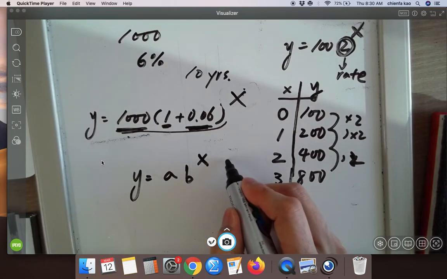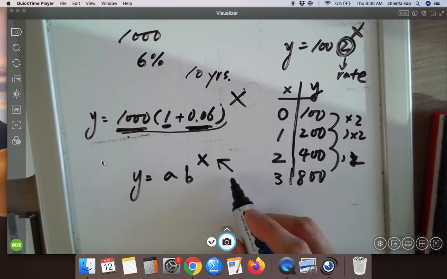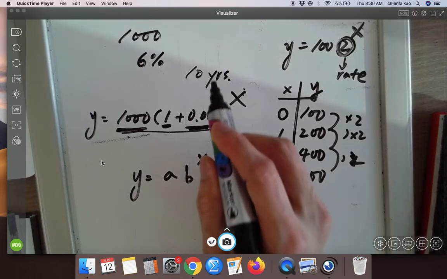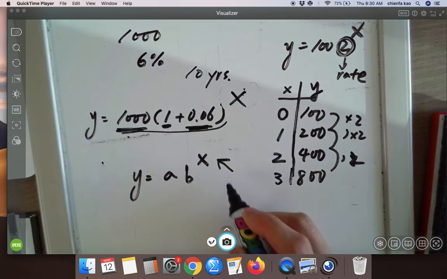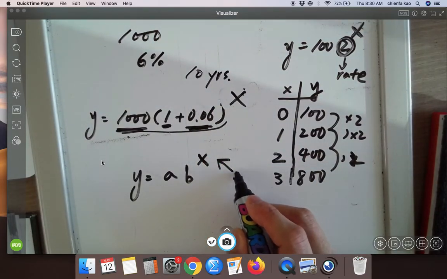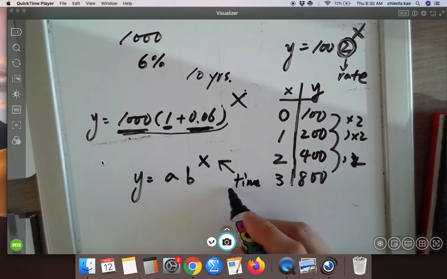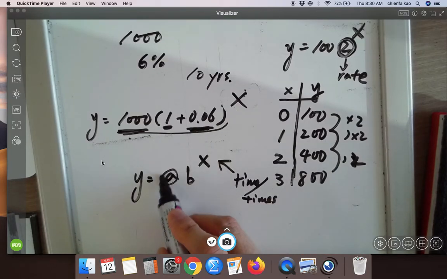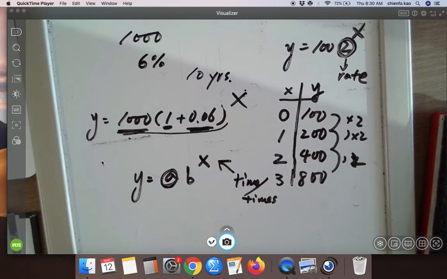This is how many times the growth has occurred. So for example, if you leave your money in a bank for 10 years, there will be 10 times. This is how much, it's either time or how many times. You understand that in a second. And then this is your original, how much you have.